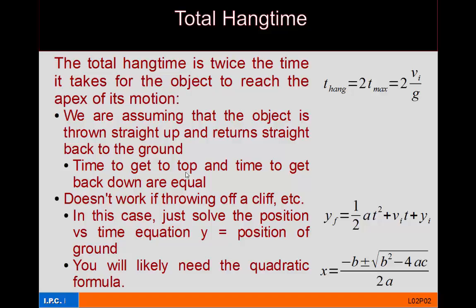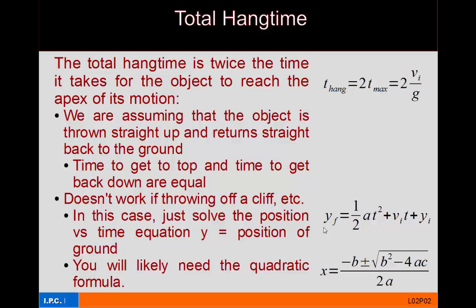If you're throwing this off of a cliff, or alternatively if you're on the ground and you're throwing it up into the air so it lands on top of a cliff or ledge, you no longer have that symmetry. So you now have to solve for t by using this equation. This equation again is the kinematics under constant acceleration equation. What you do is you have a final height.